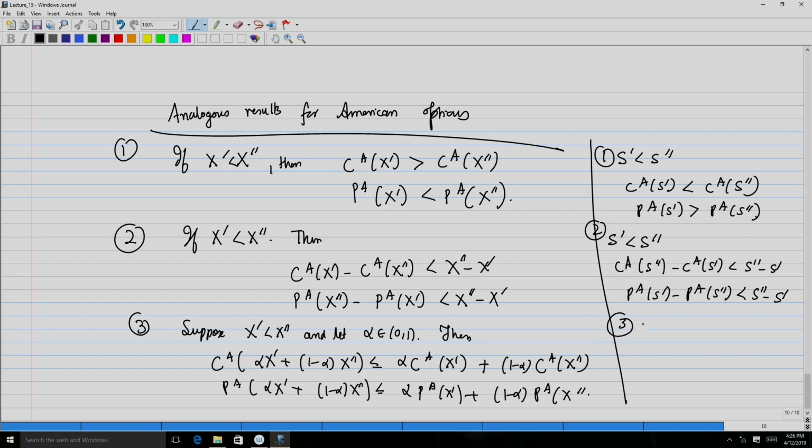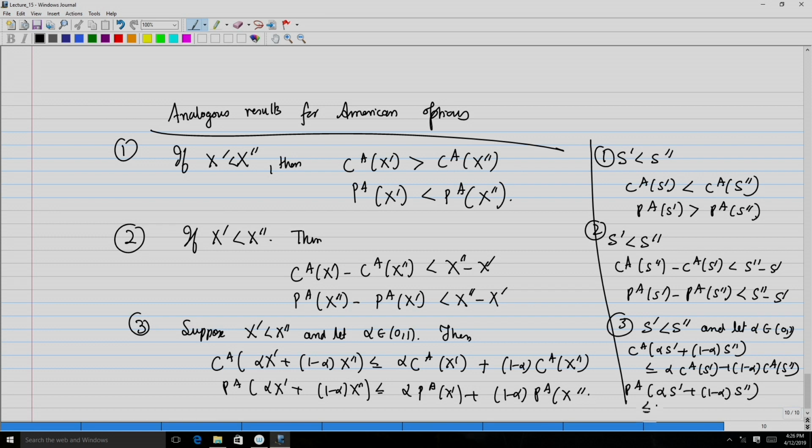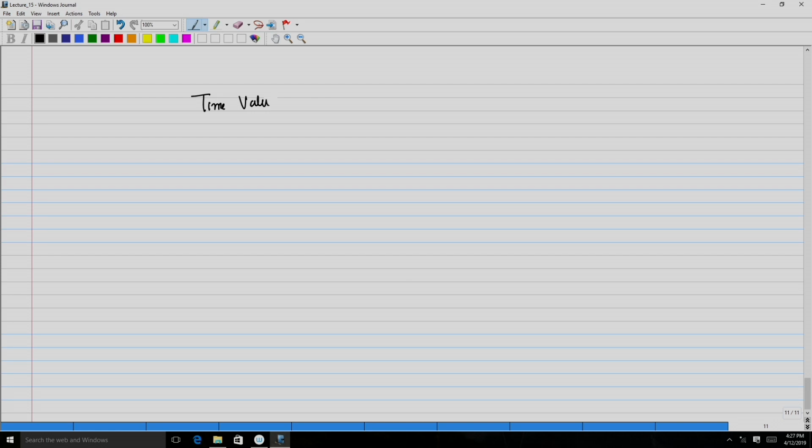And finally, for the last case, when S prime is less than S double prime and alpha belongs to (0, 1), then we have Ca of alpha S prime plus 1 minus alpha S double prime less than or equal to alpha Ca of S prime plus 1 minus alpha Ca of S double prime, and Pa of alpha S prime plus 1 minus alpha S double prime is less than or equal to alpha Pa of S prime plus 1 minus alpha Pa of S double prime. So, finally, we come to what is known as the time value of options.